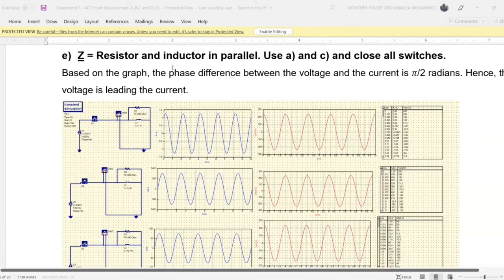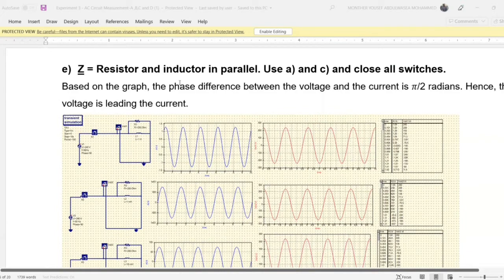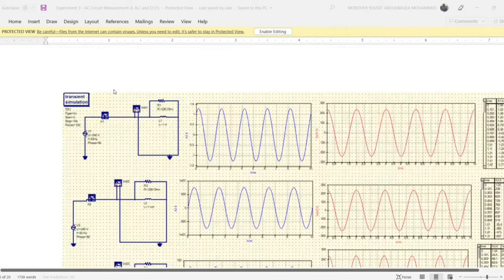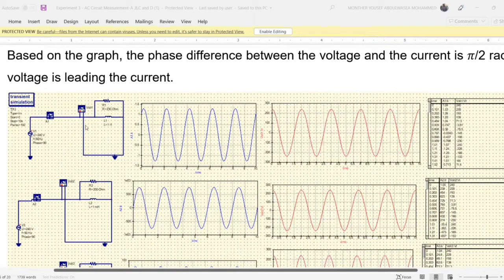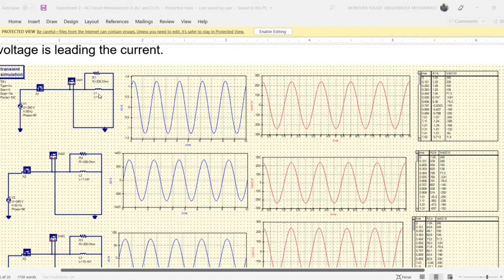So for part E, resistor and inductor in parallel. First one was resistor and capacitor, now resistor and inductor. Here is the resistor and here is the inductor. The first one will be 1H, the second one will be 1mH. It will start at 0 and end at 10 seconds. The points are 100.